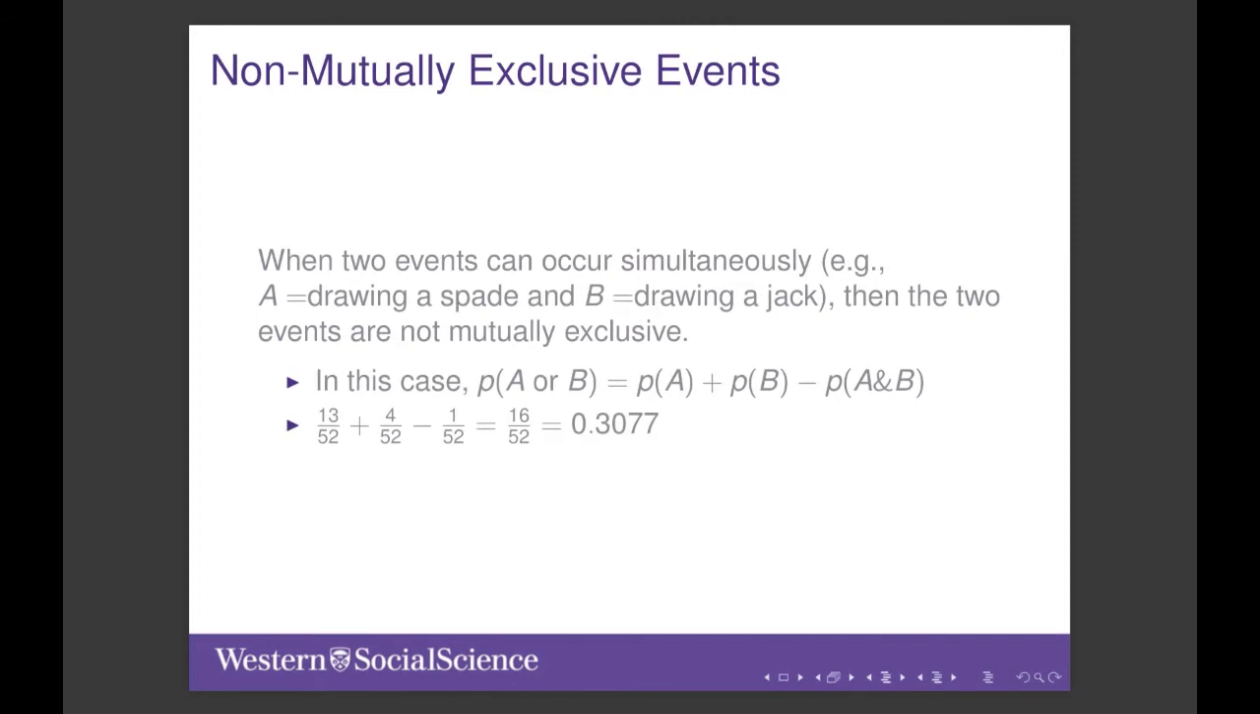The probability of drawing a spade is 13 over 52, which is 1/4. And the probability of drawing a jack is 4 over 52. The probability of getting the jack of spades, that is a jack and a spade, is 1/52. And when we put it all together, we get the probability of a jack or a spade is 13 over 52 plus 4 over 52 minus 1/52, which all works out to around 0.3.